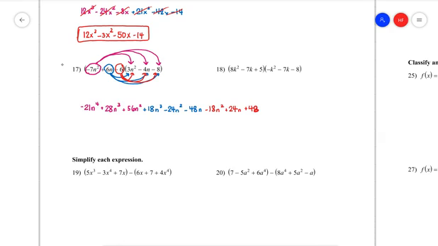So now I'm going to combine any like terms that I have. The highest degree that I see is a 4, and it's the only one. So 21n to the 4th. Then the cubes would be next. I have 28 of them, and then plus 18. So 28 plus 18 is 46.